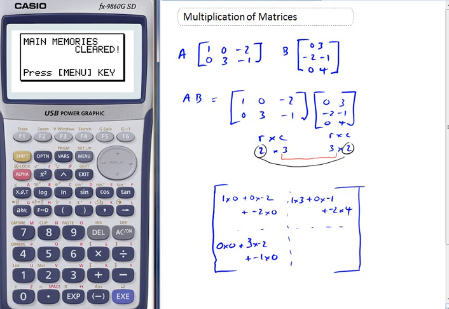Good, and the last position. This is going to be the second row and the second column. So you should be able to predict it will be that row and that column. Okay, so the numbers that go in there. Again, I've lost the number 3 again. Let's put that back. And so we'll have 0 times 3 plus 3 times minus 1 plus minus 1 times 4.